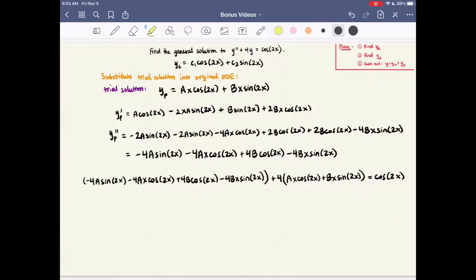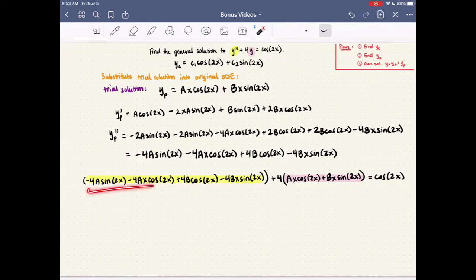So just to make it super clear, this whole thing is y double prime, where the y that I'm plugging in is my trial solution. And this other term here is plus 4 times y, and then I'm setting all that equal to my right-hand side.